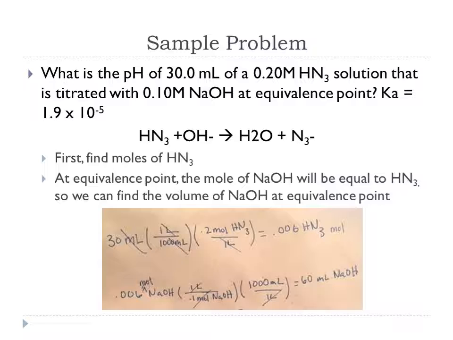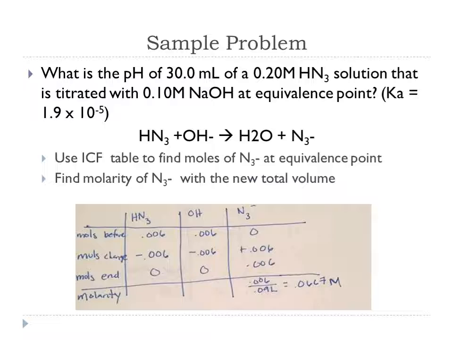First, we find the mole of HN3 using stoichiometry, as shown below, and by knowing that the mole of NaOH will be equal to HN3, we can find the volume of NaOH at equivalence point. Next, we can use the ICF table to find the mole of N3 minus, or azide ion, at the equivalence point. At the end of the reaction, we will have 0 mole of OH and 0 mole of HN3 and 0.006 mole of N3 minus. Then we have to find the molarity with the total volume.